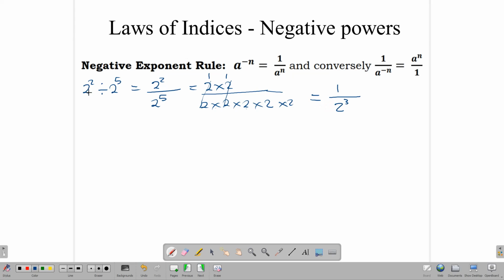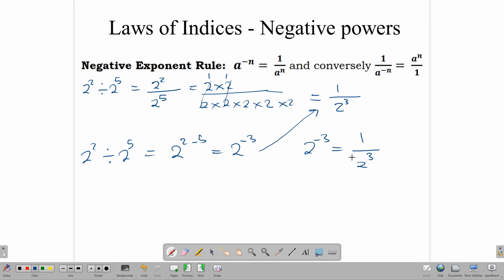And so what this is saying is, using the division rule, 2 squared divided by 2 to the 5 would mean 2 to the 2 take away 5. Notice it's the same base. So we subtract the powers, and that would give us 2 to the negative 3. And what this is telling us is that 2 to the negative 3 is equal to 1 over 2 to the third power. And that's what a negative power means when we see them.